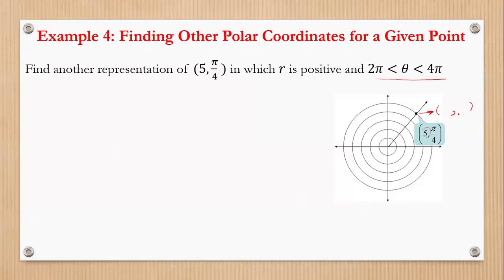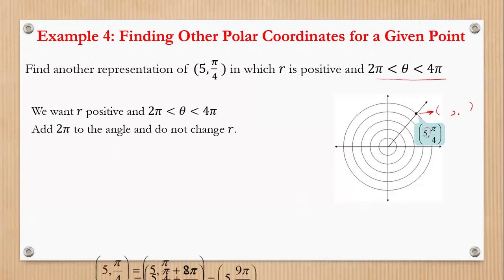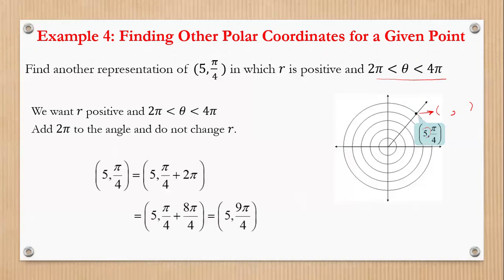So we add pi/4 and 2 pi, and we get 9 pi/4. We can keep the radius the same, without any change. So this point can also be represented as 5 and 9 pi over 4. So we may be able to find different representations for every point on the polar grid.